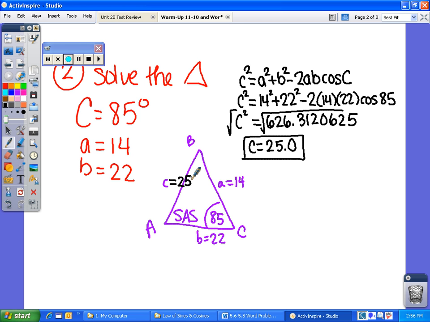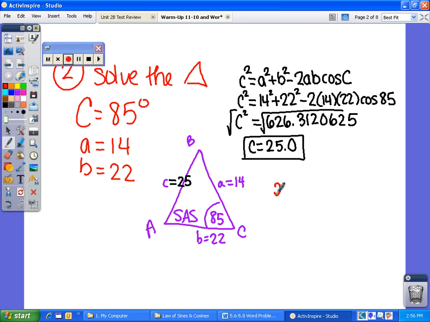So now we need to find the two other angles. The next thing we can do is the law of sines. After this, we're done with law of cosines. So we'll do the law of sines using what is given. What was given was, the only angle we could use was C.